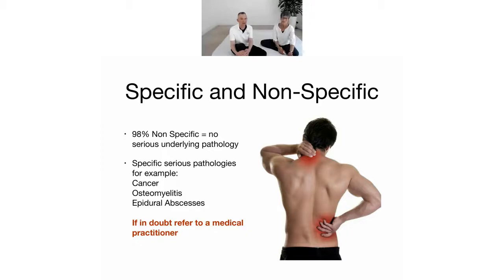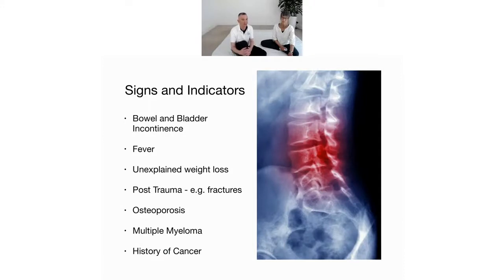Okay, so you've got specific, and that's the 2% that we have to be aware of, because that's where there is a serious pathology like cancer, osteomyelitis, epidural abscesses, things like that. And obviously we need to refer that to a medical practitioner. Basically what we're looking out for is things like bowel and bladder incontinence, fever if there's an infection, unexplained weight loss, which is often an indication of cancer. Of course, post-trauma as well, like actual fractures that need to be treated rather than given shiatsu. That's usually pretty obvious if they've had a car accident.